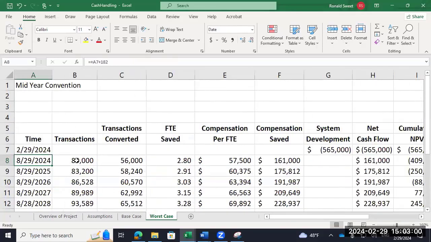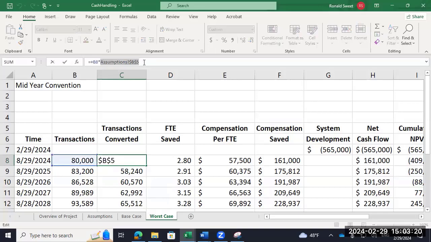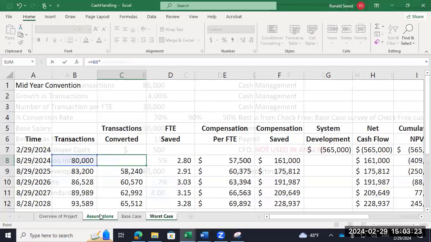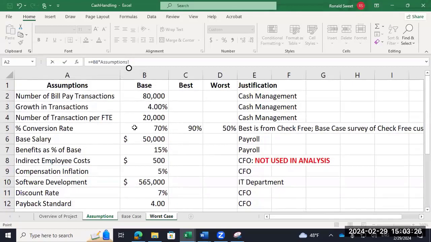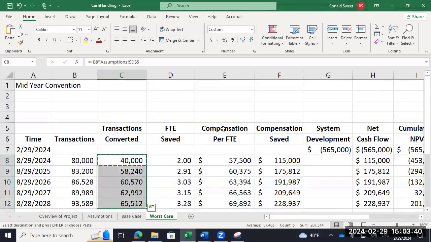The best thing to do is to catch it as you go. So you definitely don't want base case, because then this will be referencing the base case rather than referencing this worst case file. And so how do we do the worst case? Well, the worst case, the only thing we change is transactions converted. So instead of Assumptions B5, we're going to do Assumptions C5. And you have to lock that in. Wouldn't that be your D5, right? Your 50%, and then copy that down.